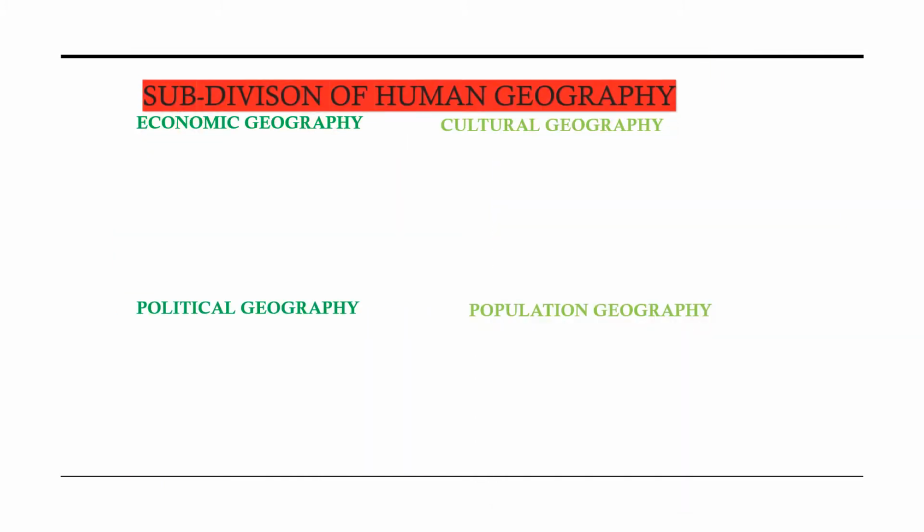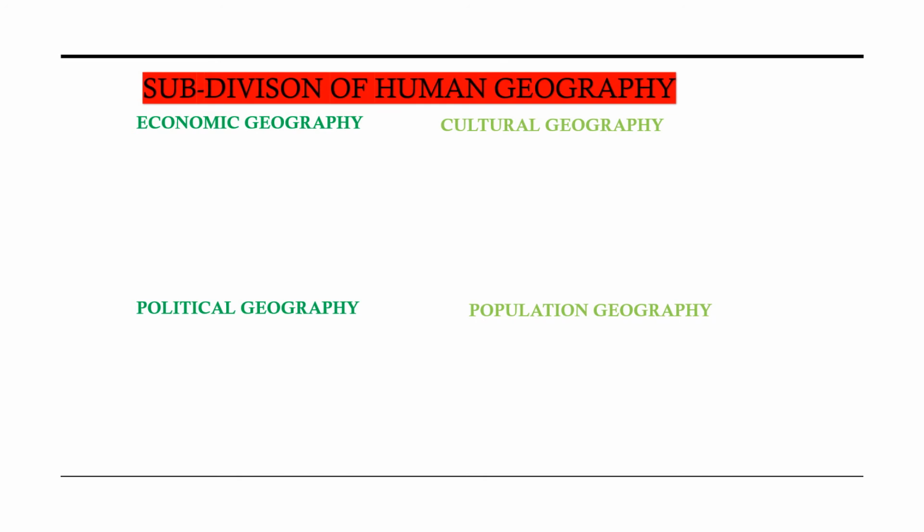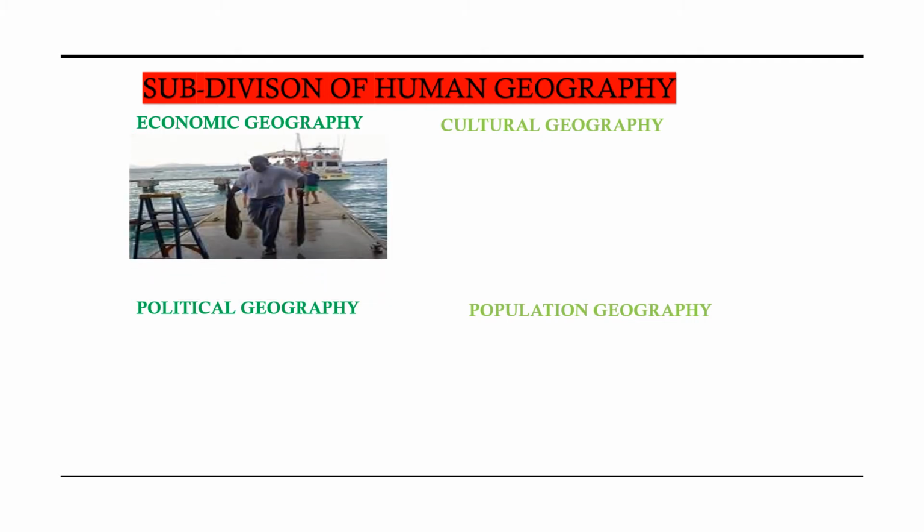The subdivisions of human geography that we will be examining today are economic geography, cultural geography, political geography, and population geography. Let's start with economic geography. Economic has to do with money, okay? Trade, things of that nature. Now, economic geography is a study of how people use the Earth's natural resources to make a living.